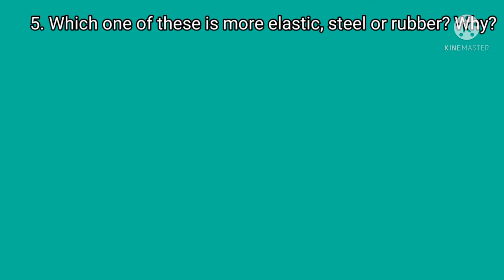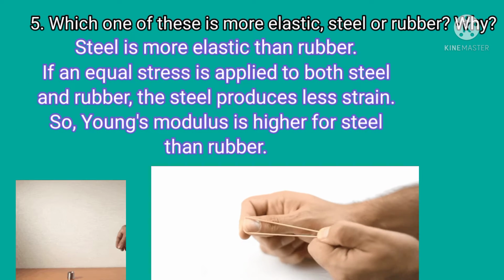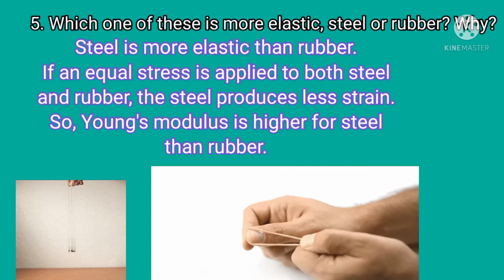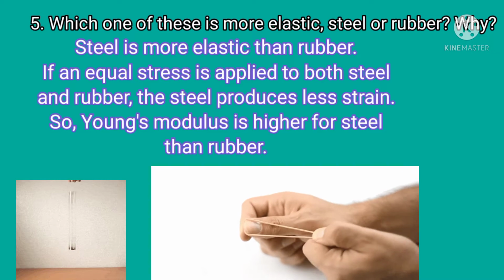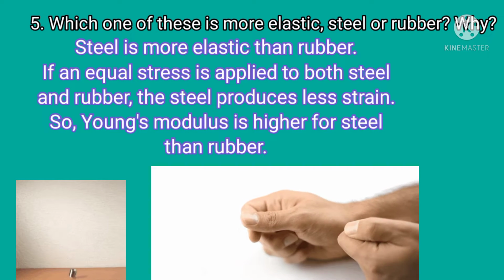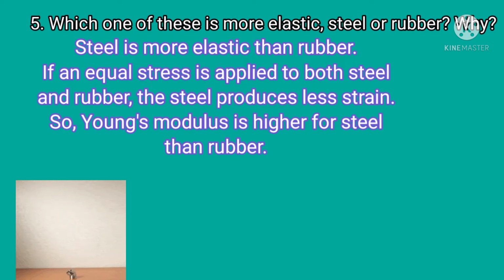Fifth question: which one of these is more elastic, steel or rubber? Why? The answer is: steel is more elastic than rubber. Because if an equal stress is applied to both steel and rubber, the steel produces less strain, so Young's modulus is higher for steel than rubber.